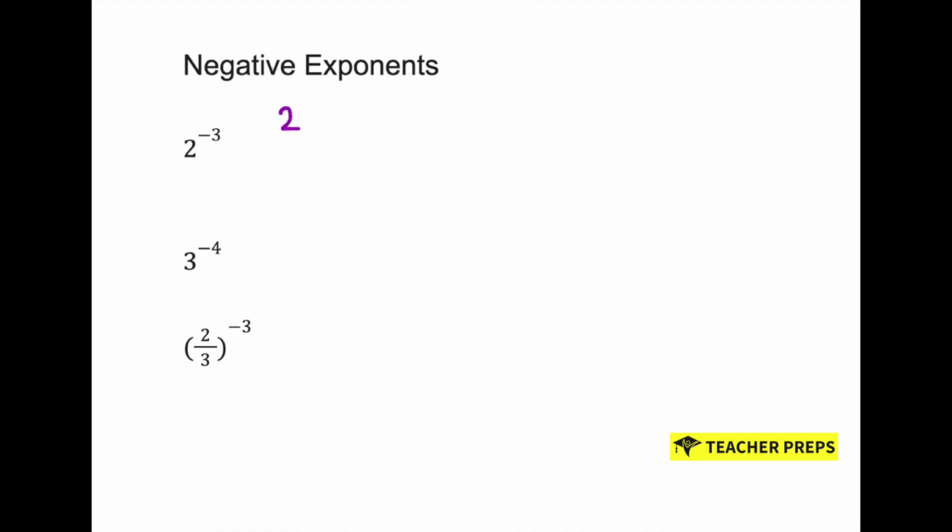Notice that on the number 2, we don't have a numerator and a denominator, but we can make a denominator by putting 2 over 1. So the reciprocal is going to actually be 1 over 2. Then, since we have a third power, we can take 1/2 times 1/2 times 1/2. 1 times 1 times 1 is 1, and 2 times 2 times 2 is 8. So 2 to the negative third power is really 1 over 8.